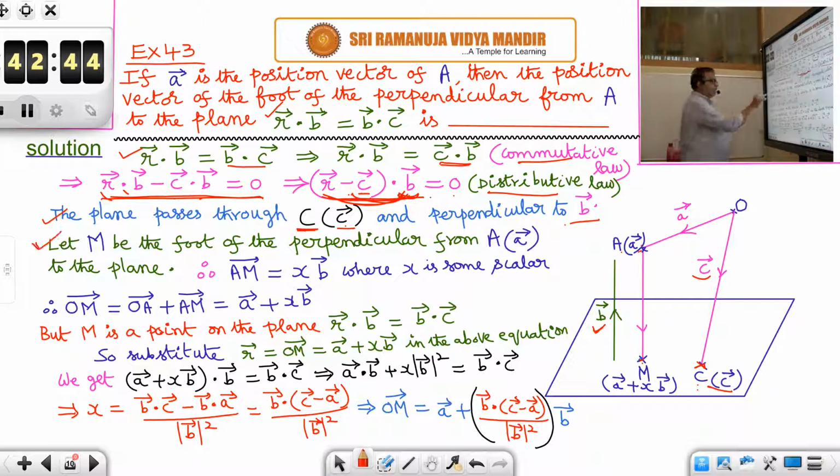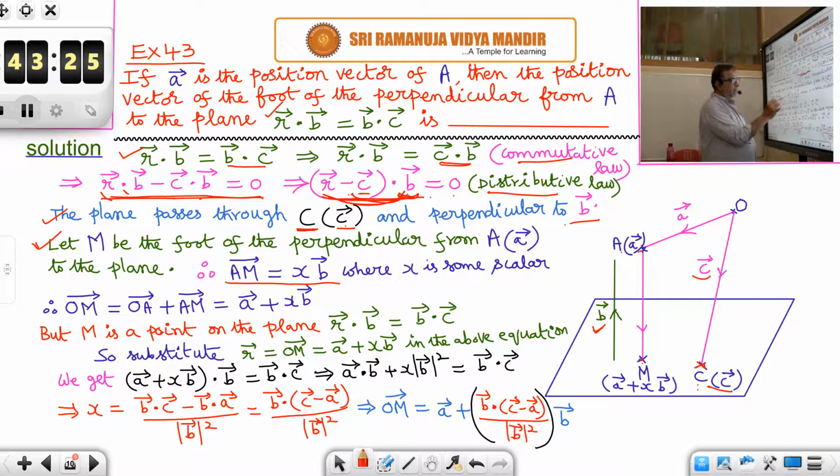Okay. Let M be the foot of the perpendicular from A to the plane. So now I am considering AM bar. This is very important. AM bar, because it is perpendicular to the plane, is it not parallel to the vector B bar? B bar is a vector perpendicular to the plane. AM also we have drawn perpendicular to the plane. So AM bar and B bar are parallel vectors. Of course, in the diagram they are unlike vectors. AM bar is coming down and B bar is going up. But anyhow they are parallel. Okay.